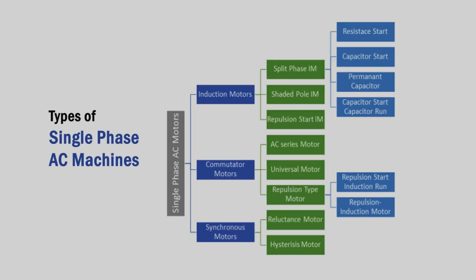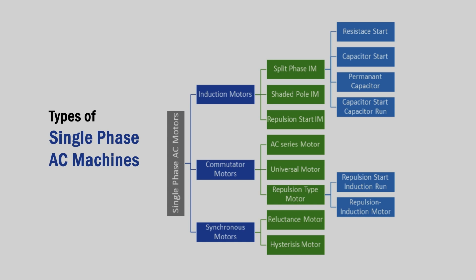So this chart shows the different types of single-phase AC machines. Broadly we can see that the single-phase AC motors are divided into three types, that is induction motors, commutator motors and synchronous motors. Now single-phase induction motors are of three types, that is split-phase induction motor, shaded pole induction motor and repulsion start induction motor. Under the concept of split phase, we have four different kinds of motors, that is resistance start motor, capacitor start motor, permanent capacitor motor and capacitor start capacitor run motor.